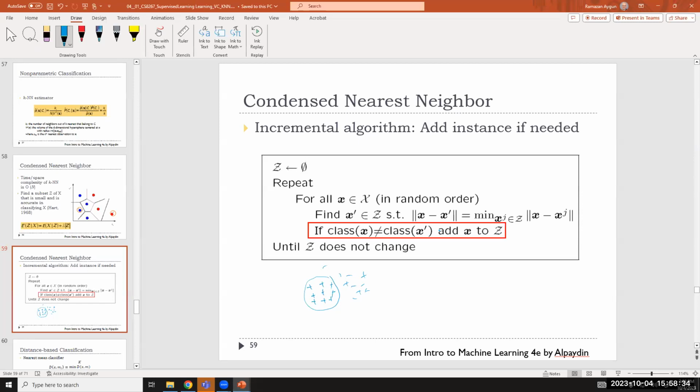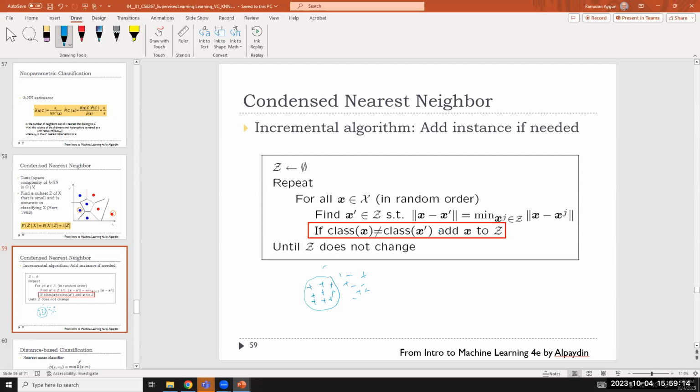What is the class of X, like the function class? Yes. That means whether or not it's already in Z. Repeat. Class X not equal to class X prime. Yes. This is the condition. You look at the closest data item. The closest data item is of a different class, so this data is unique. It is different from its closest data point, so you add X to Z.